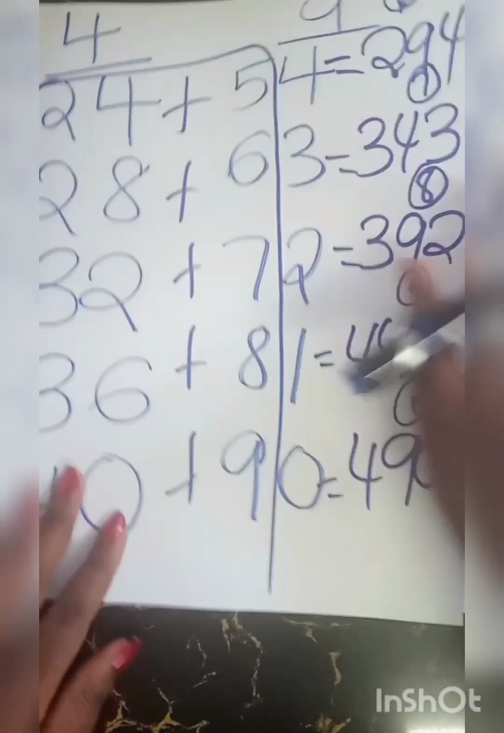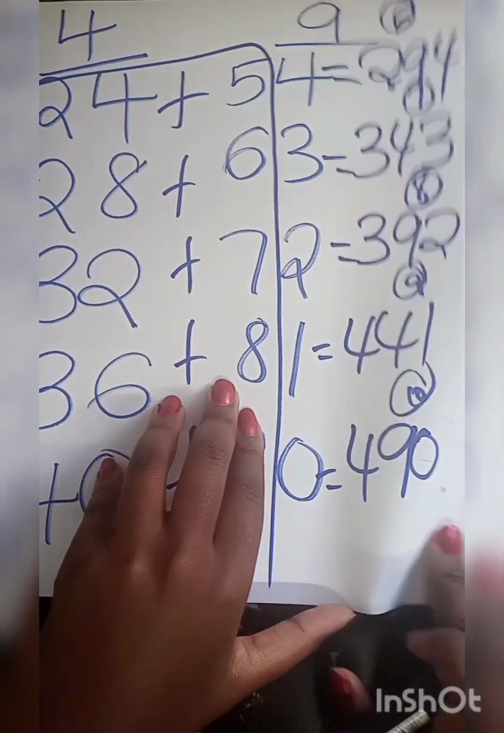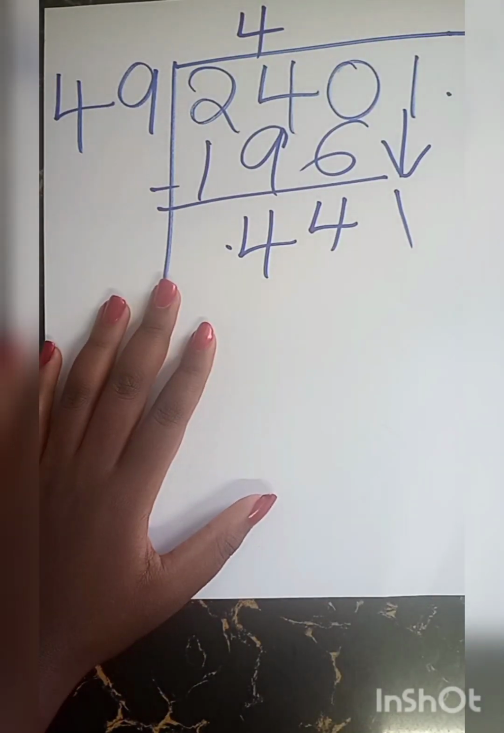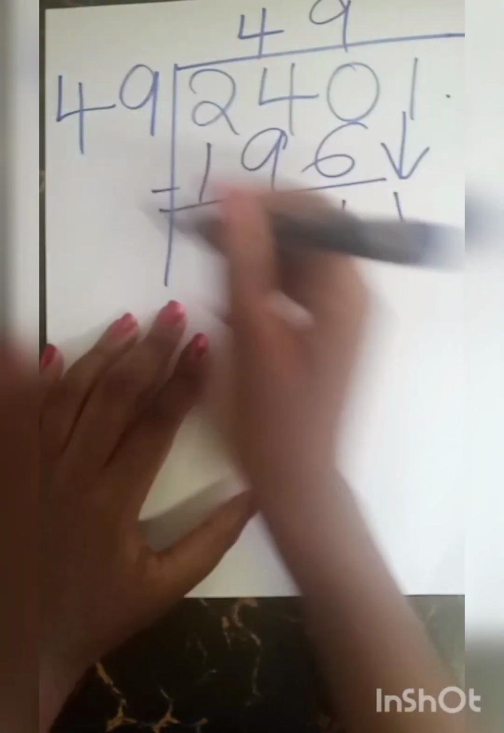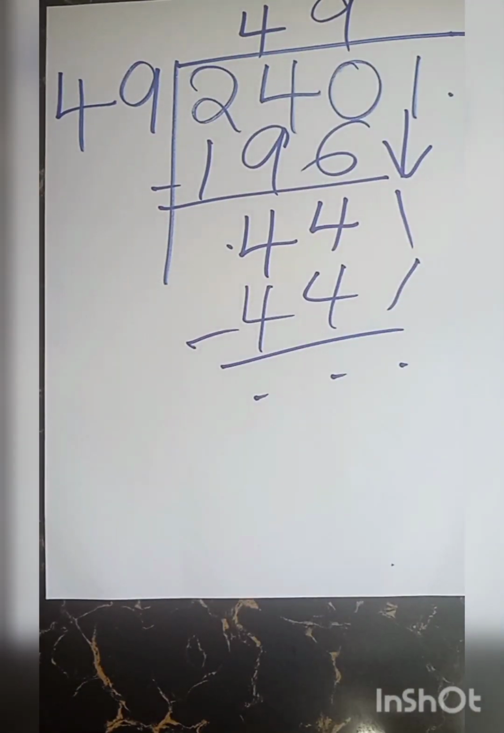441 is here. Okay, so we'll write a 9. So you'll write a 9 here, because as you've seen, 9 times this is 441. When you subtract, you get 0. Yes, and just like that, you have your answer. The answer to that question is 49. Are we together?